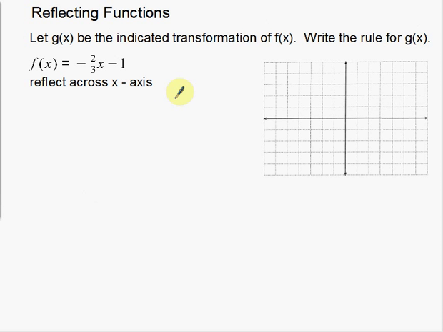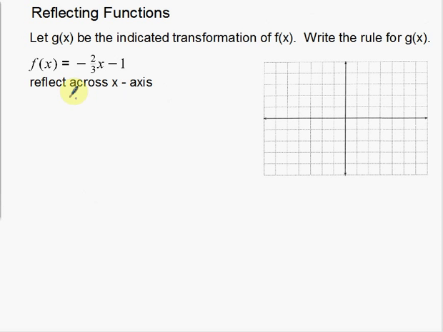it across the x-axis. Now the first thing I'm going to do is show you using the notation, and then I'm going to show you using the graph. So there's kind of two ways that you can do this. But since they ask us to write the rule for g of x, what we need to do is write the equation, write the function itself. So that's the end goal, is to write the function. But I'm going to show you two different ways to do this.